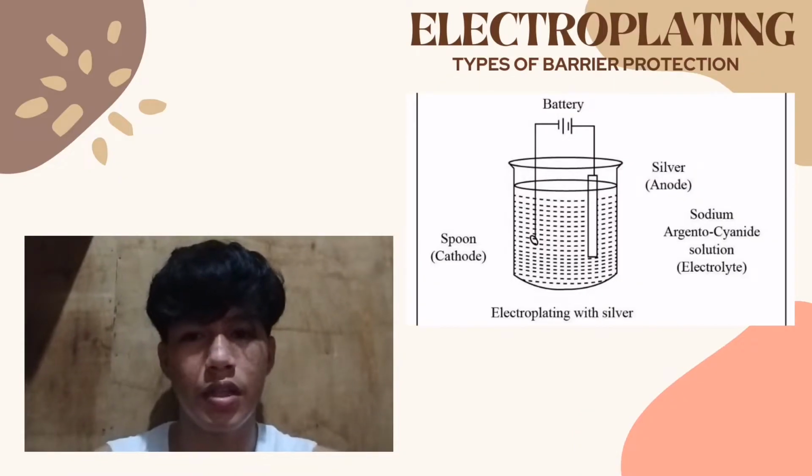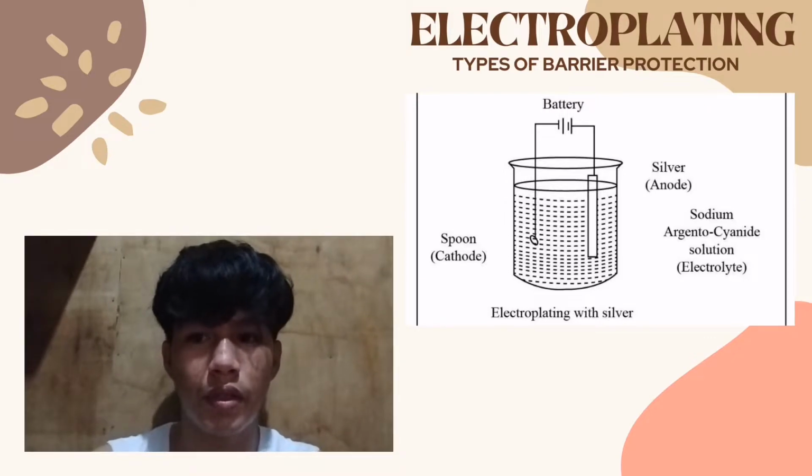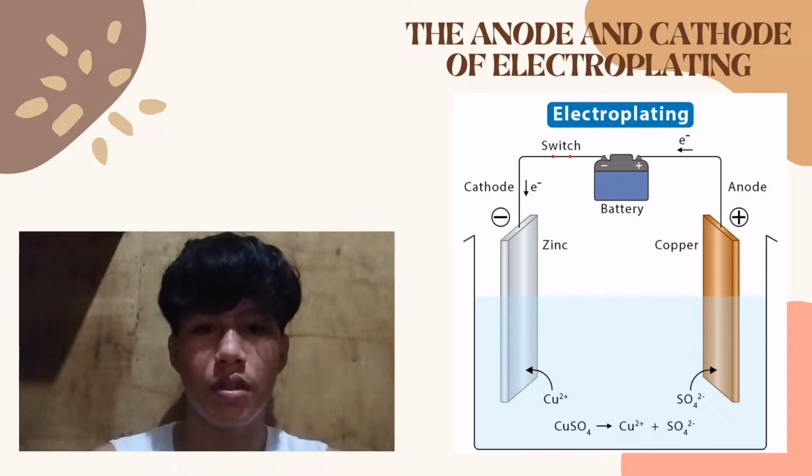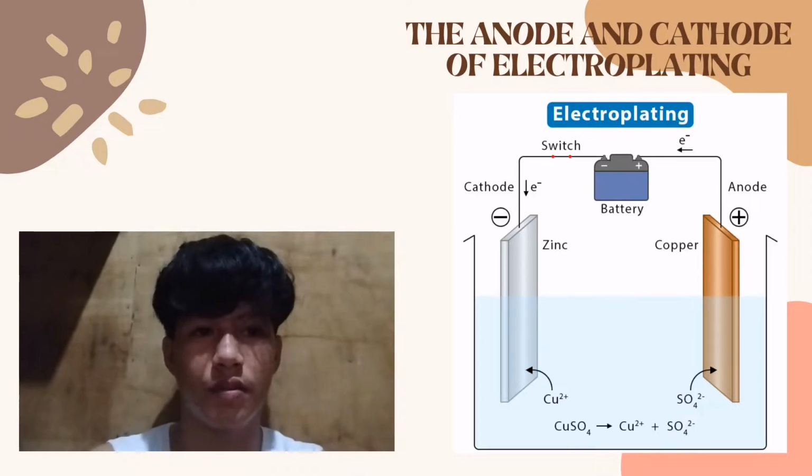Electroplating is basically the process of plating a metal onto another substrate, mostly to prevent corrosion of metal or for decorative purposes. The anode and cathode of electroplating. In electroplating practice, the current is usually introduced from an external source, and the anode is the positive electrode and the cathode is the negative electrode. The cathode is the electrode where the electrochemical reduction reaction occurs. The anode is where the electrochemical oxidation reaction occurs.